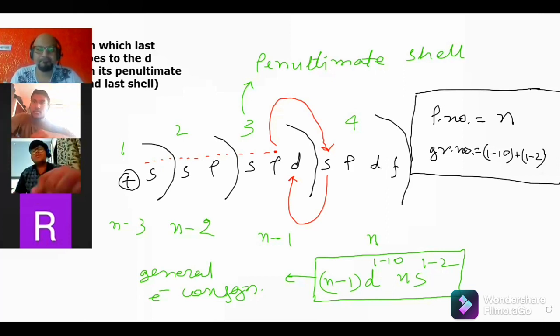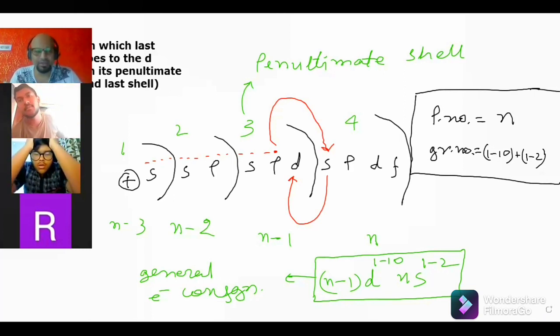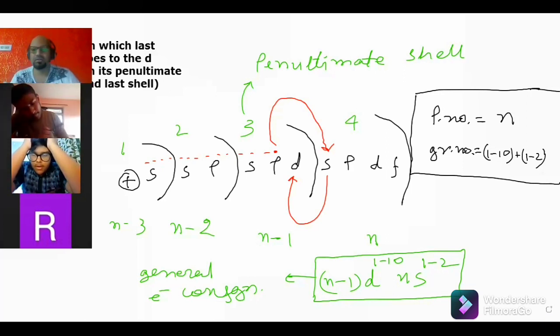For the group number, the thing you have given, 1 to 10 plus 1 to 2, the number which will come, we'll use that same formula, right? 2 plus 10 plus 10? No, plus 10 only you need to do when it is a P block. In other blocks you don't need to add 10.